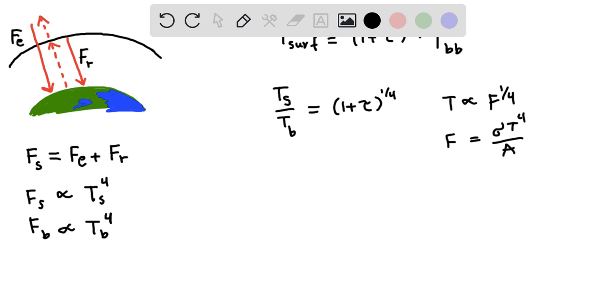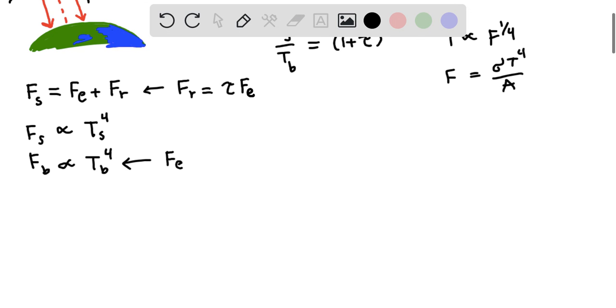All right, that makes sense. And the blackbody temperature is just the flux we'd receive if there were no atmosphere, which would just be the emitted flux. Now we just need to find out what the surface flux is, so we just need to sum these two. And the key to this is realizing that the reflected flux, F sub R, is equal to tau times F sub E. So once we make that substitution, we see that the surface flux is proportional to F sub E times the quantity of 1 plus tau.